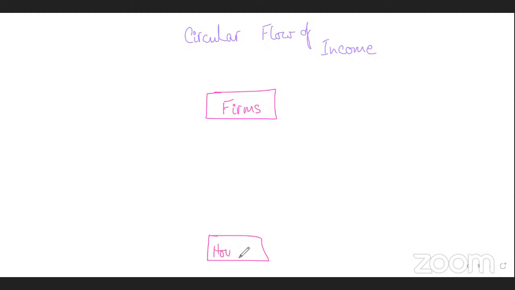The two most important sectors, and why these two are the most important, I'll explain in a bit, right? The two most important sectors in an economy are firms, which produce goods and services, and obviously the households that buy those goods and services. Any confusion so far, right? So these are the two most important sectors.